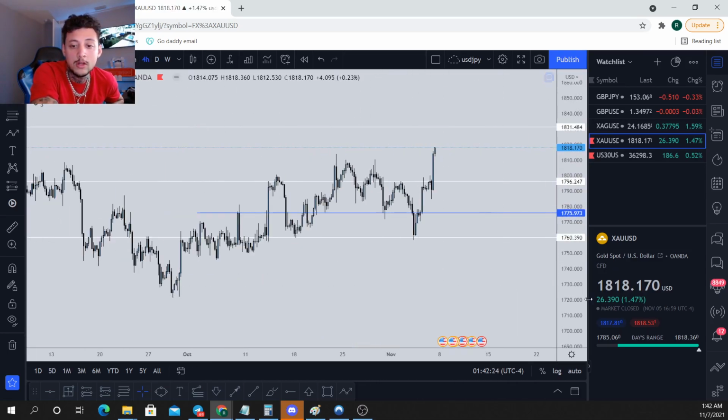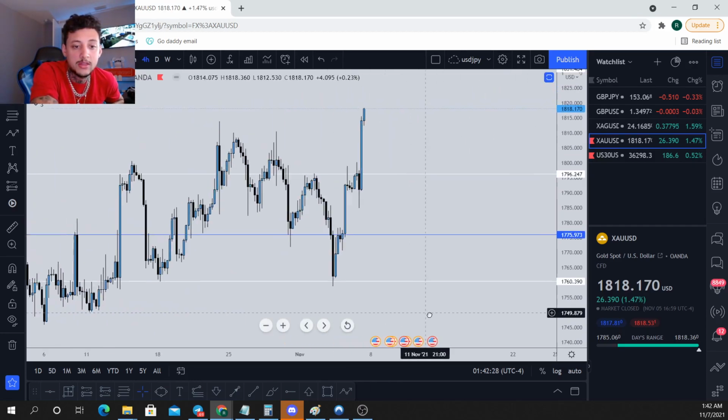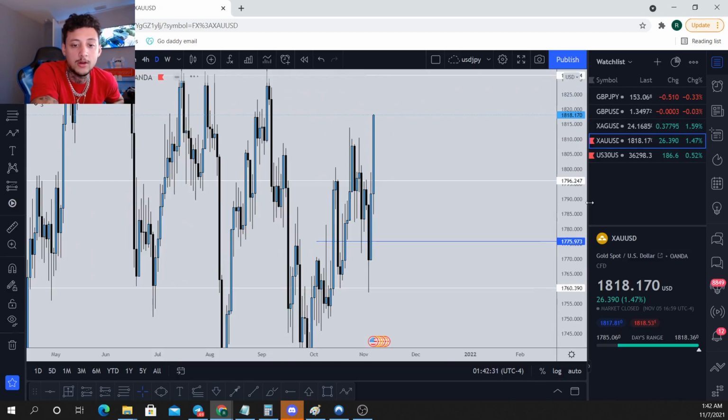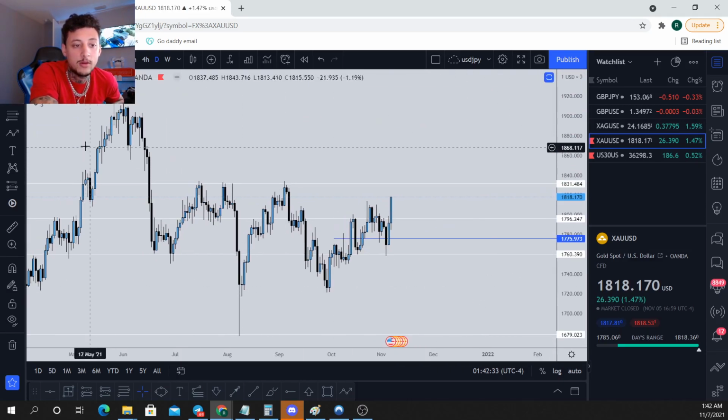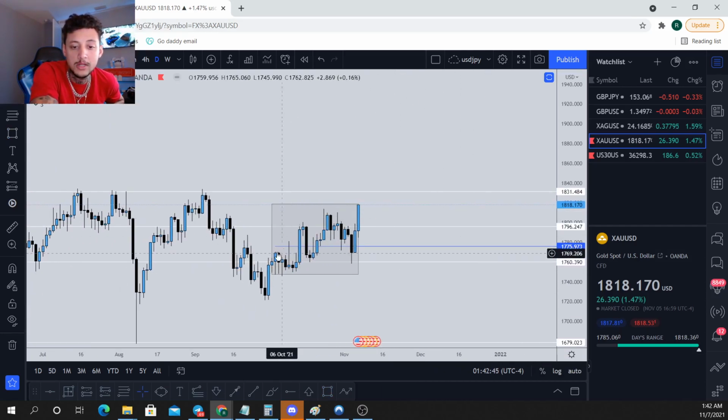Now, let's take a quick look at gold here, because I feel like gold is also very important. So if we look at gold on the 4-hour time frame, we could see that there is a small bearish trend here. Now, if we look at the daily time frame, we could see that recent price action from October 1st all the way till today being November 5th, price has just been moving sideways.